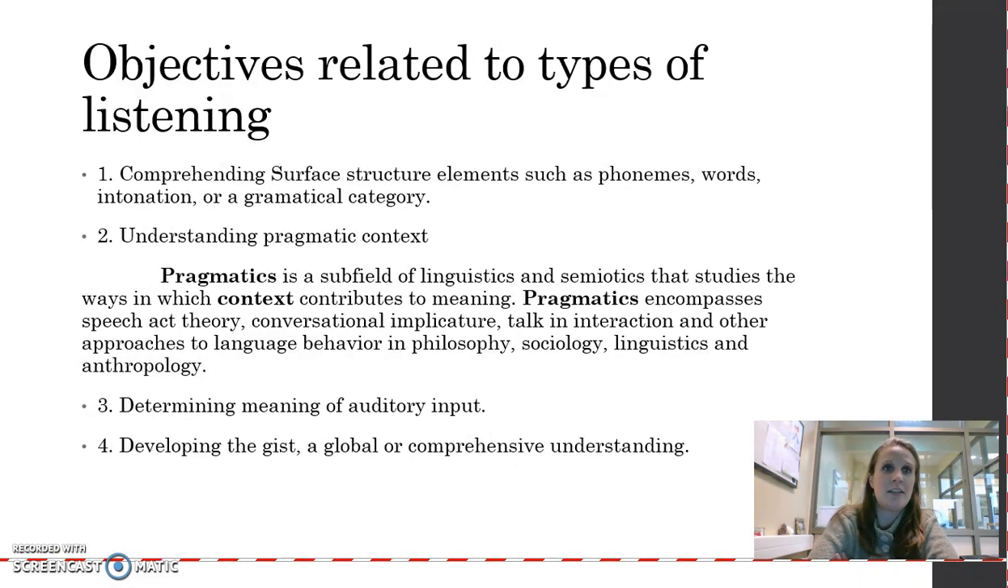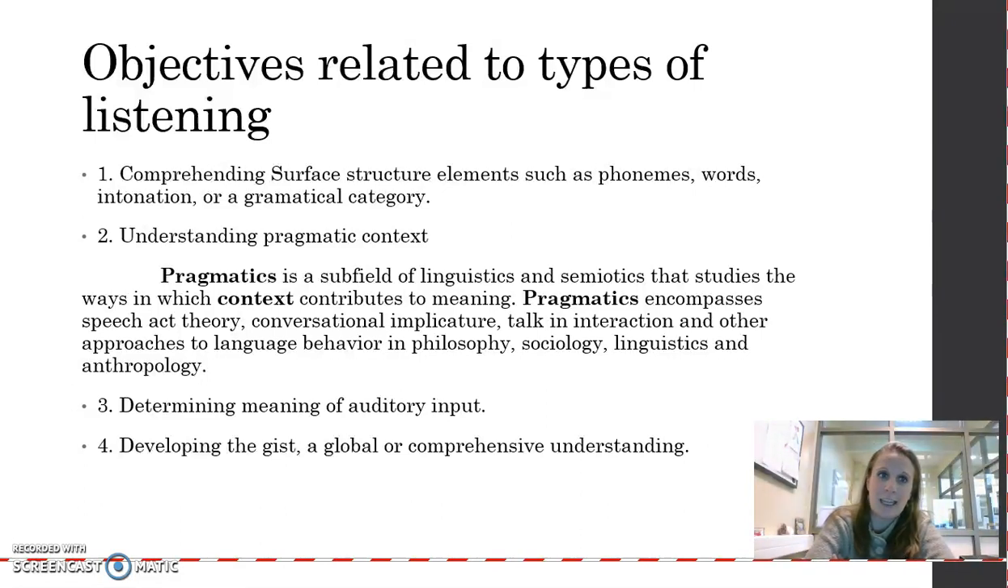Some objectives related to types of listening. Well, first, comprehending surface structure elements such as phonemes, words, intonation, or a grammatical category. I think we generally do this. We can also work on understanding pragmatic context, and I think this is huge and we don't do it enough.